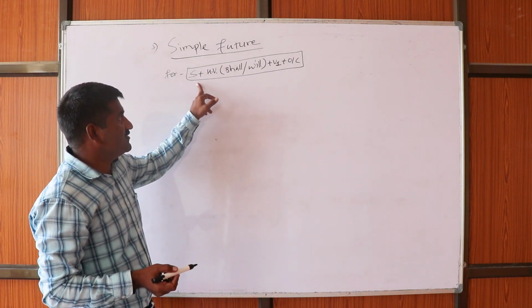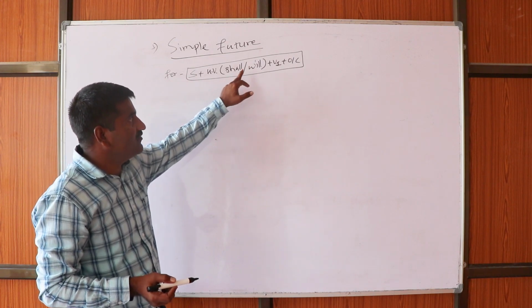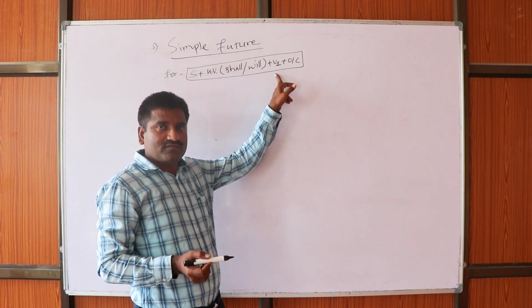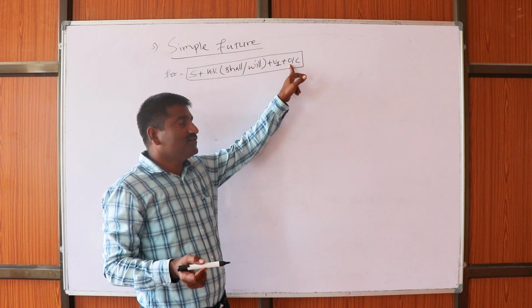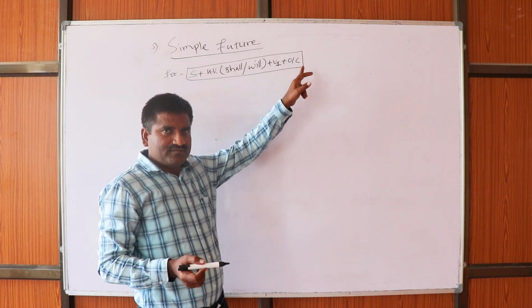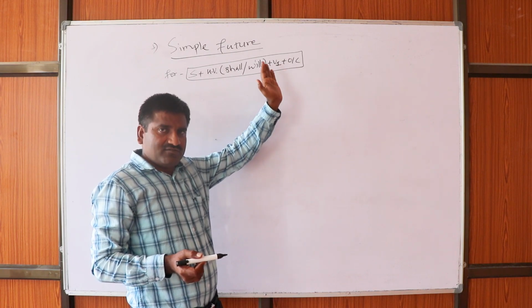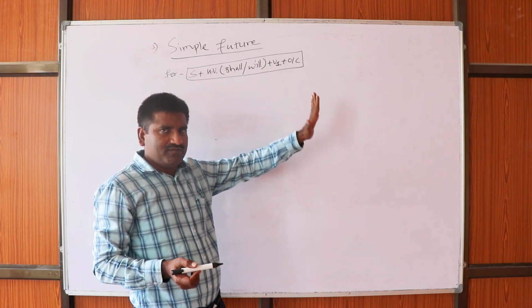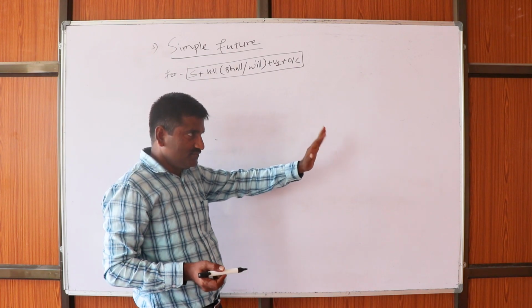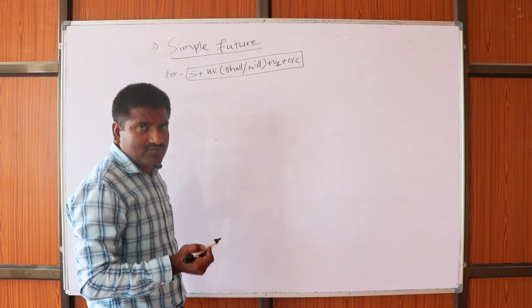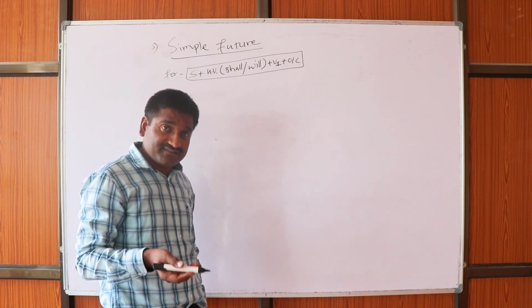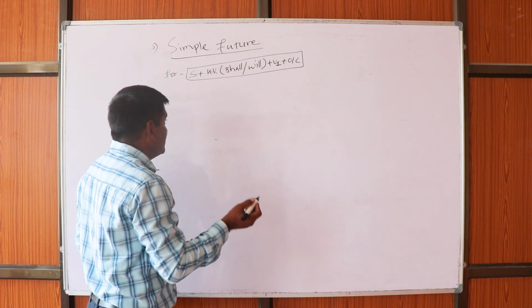Here S means subject, HV means helping verbs. We have shall and will. Then the first form of the verb. Then there will be an object or complement. It's optional. Sometimes an object will be there, sometimes object and complement. Okay. So let us talk about persons, which person takes which helping verb.